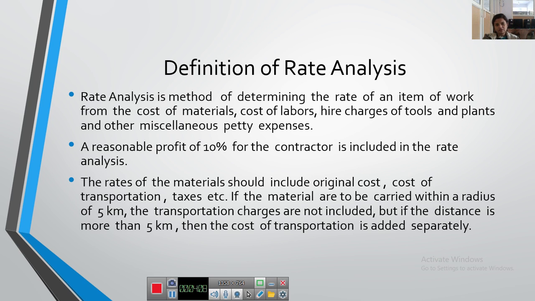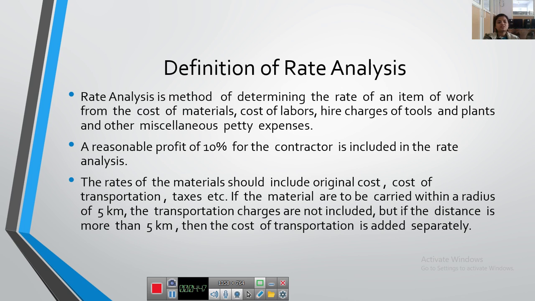To define rate analysis, I can say that it is the method of determining the rate of an item of work from the cost of material, cost of labor, hire charges of tools and plants, that we can say T and P, and other miscellaneous petty expenses. A reasonable profit of 10% for the contractor is included in the rate analysis, and the rates of the material should include original cost, cost of transportation, taxes, etc. Remember this: if the materials are to be carried within a radius of 5 km, the transportation charges are not included.